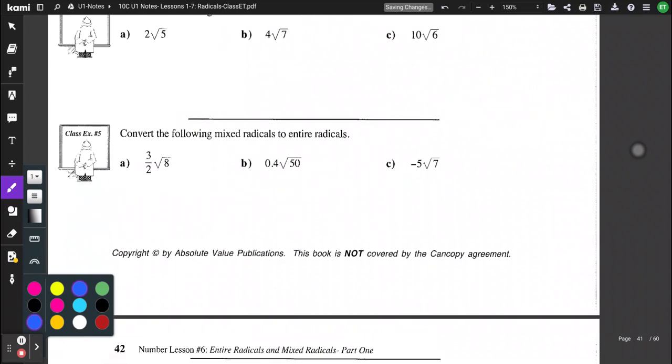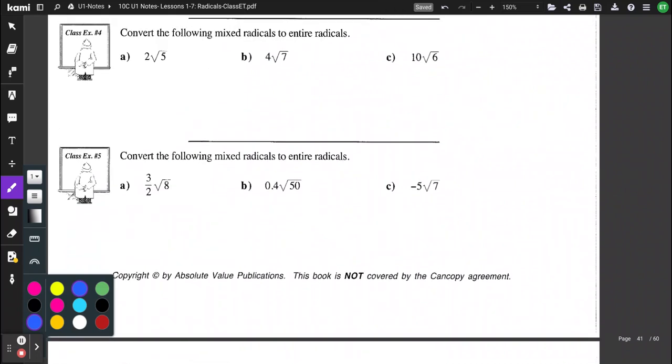We're going to take these guys underneath. So to take the 2 underneath, I'm using the index, which is a 2. So it's going to look like this. 2 squared times 5. So that's going to be 4 times 5 is 20. Okay, so that guy is going to end up as square root 20.